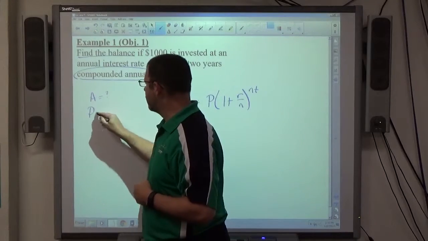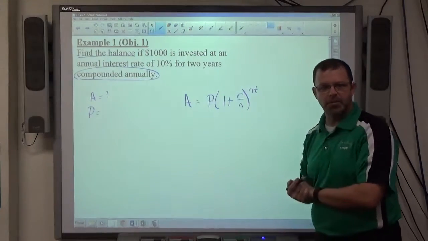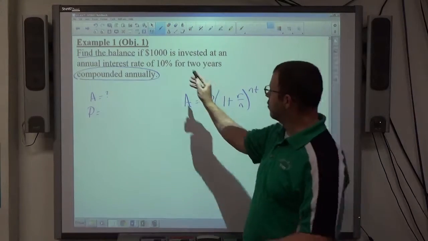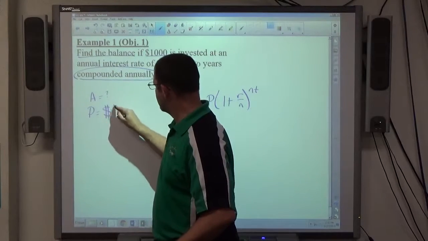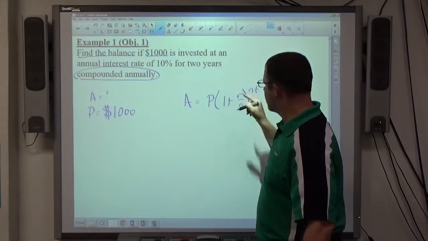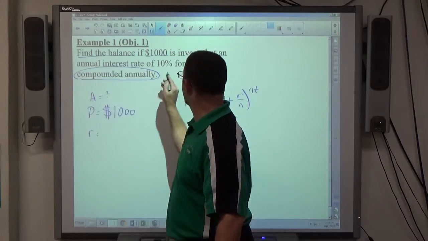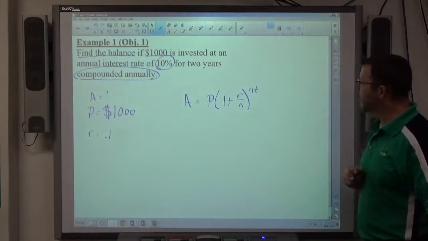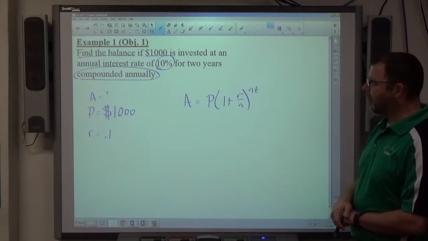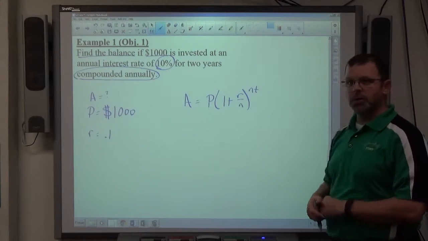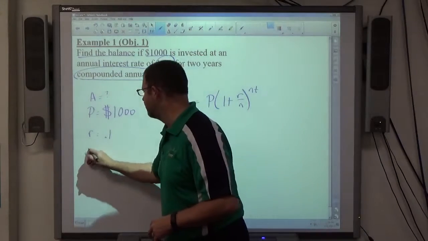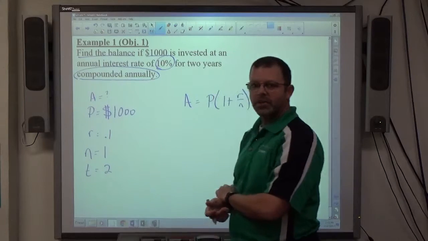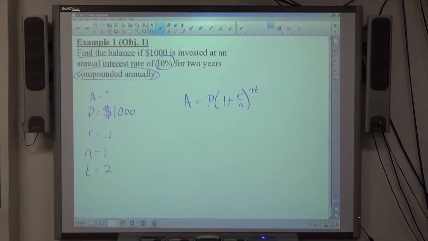That's what I want to do in each of these problems. I want to pick apart the problem and find out the information. So how much money are we investing? $1,000. What's the interest rate? 10%. We want to write that as a decimal, which would be 0.1 or 0.10 if you wish. I'm fine with 0.1. How often are we compounding? Annually, which means once a year. So that means n equals 1. And how many years are we going to do this for? 2 years. So if they're asking for the balance, you should be given all that information.